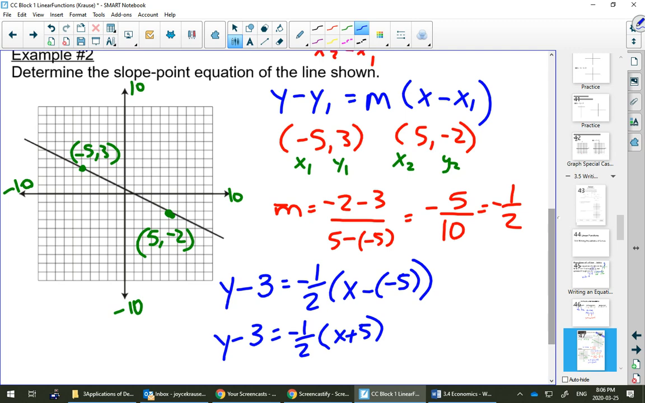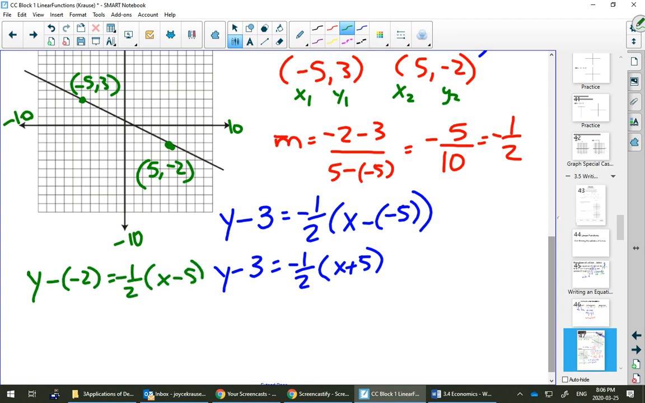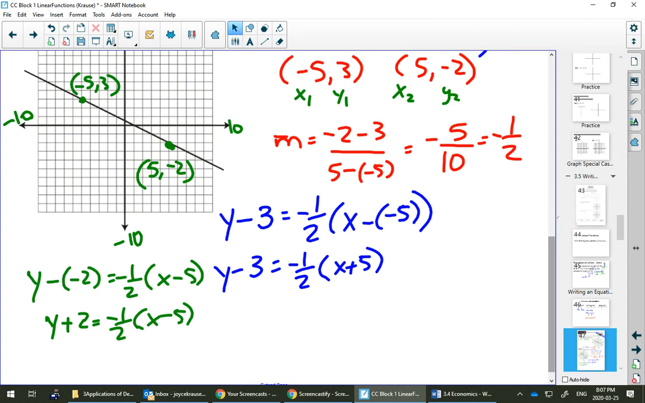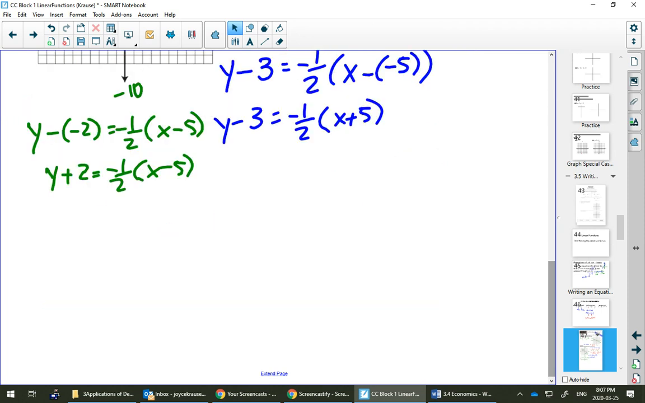Well, what if I had decided to make the other coordinate my x1? Well, I could have the same slope because it's all in the same line. So I'd have y minus -2 equals -1/2 times x minus 5. Simplifying, that gives me y plus 2 equals -1/2 times x minus 5. And so you're probably looking at those two equations and saying, well, they're not the same thing, so how could they possibly be correct? Well, I want to show you how I know they're the same thing.